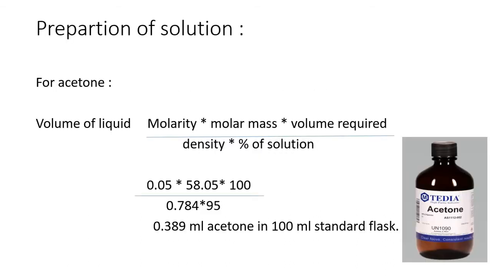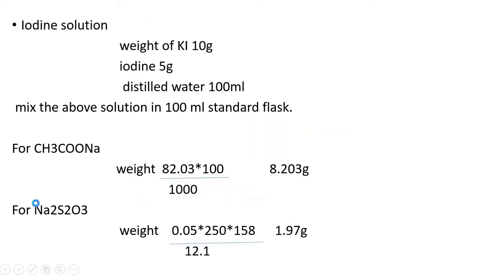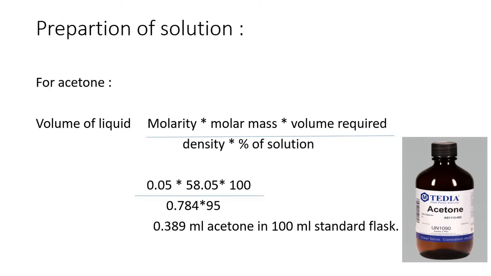Now if I talk about preparation of solution, for acetone the volume of liquid cannot be measured directly, so we use the formula: volume of liquid is equal to molarity into molar mass into volume required upon density percent of solution, that is 0.005 molarity into 58.05 molar mass into 100 ml volume required upon 0.784, that is the density of acetone, and 95% purity of solution. That comes out to be 0.389 ml acetone in a 100 ml standard flask.